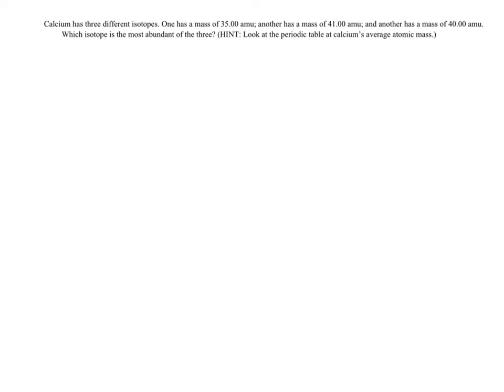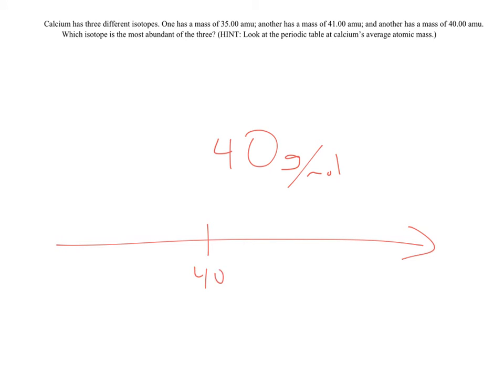And then it says calcium has 3 different isotopes. One has a mass of 35, another has a mass of 41, and one has a mass of 40. Which one is most abundant? So if I take a look at the periodic table, I find that the average mass is about 40 grams per mole. And if I've got a number line and I say, okay, one of them is 40, one of them is 35, and one of them is 41, probably means that if this is the weighted average, that means that most of them have a mass of 40.